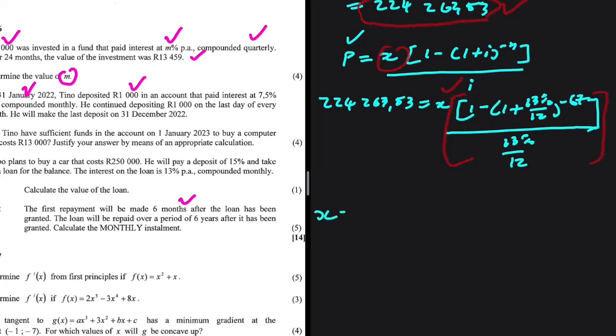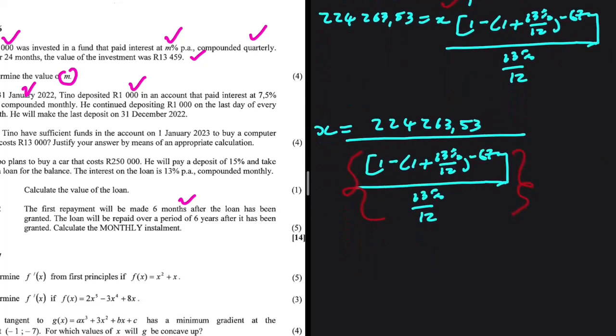So X will be equal to 224,263.53 divided by the coefficient of X. This will be equal to 4,724 rands 96 cents.